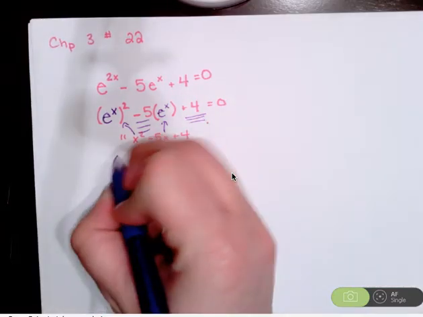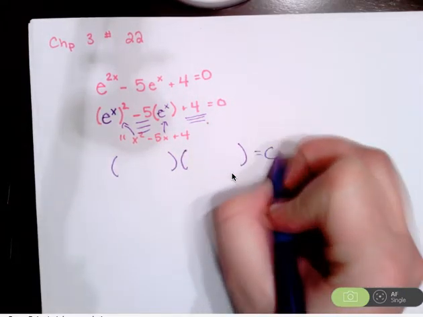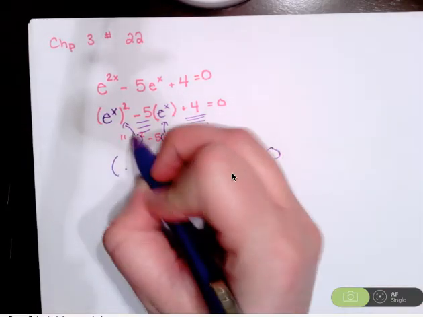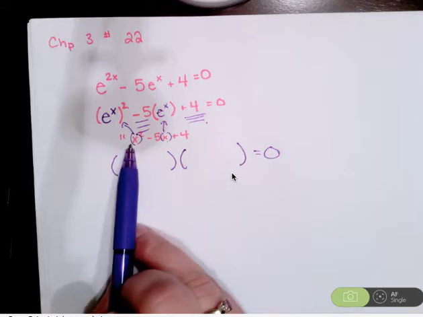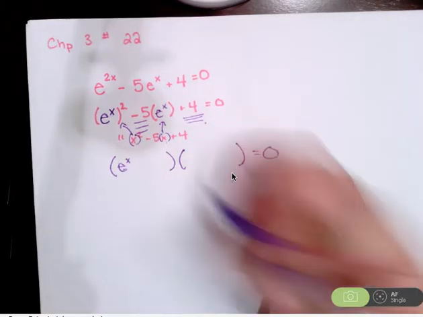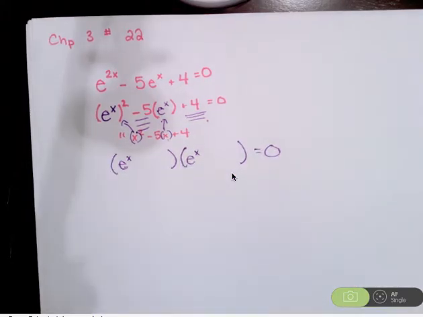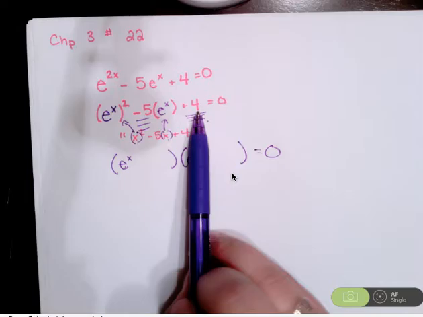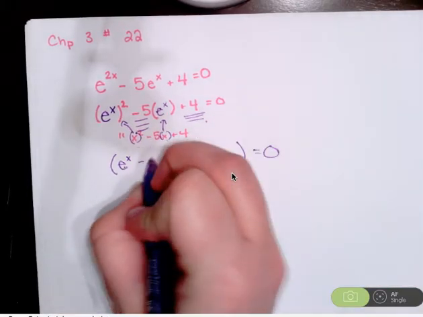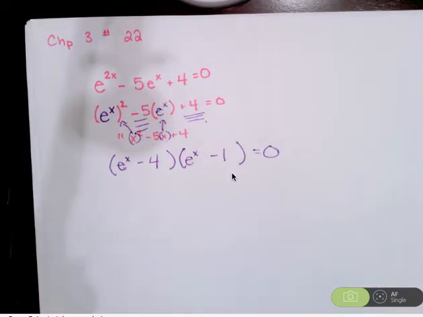Normally when we factor, we set up our two parentheses, and we'd put an x here and an x here because that's what our variable is. But our variable isn't x anymore. It's e to the x. So all we do differently is put an e to the x here and an e to the x here. So it's just like factoring. Again, what multiplies up to positive 4 but adds up to negative 5? Well, that's negative 4 and negative 1. Okay, so then I have my factored version.